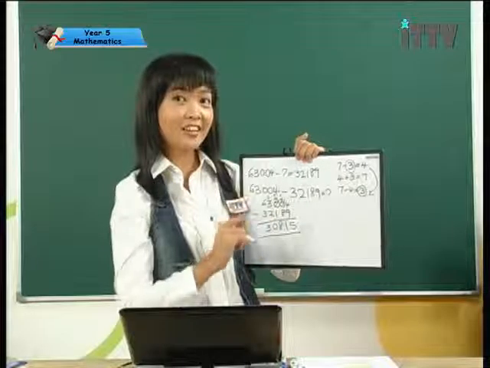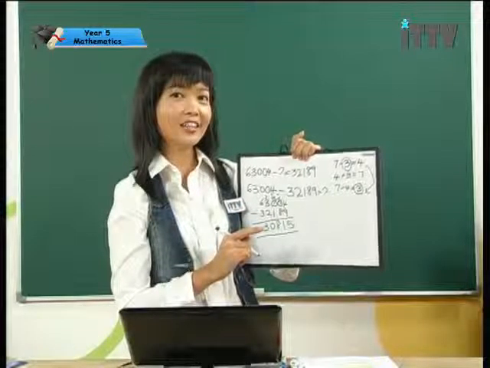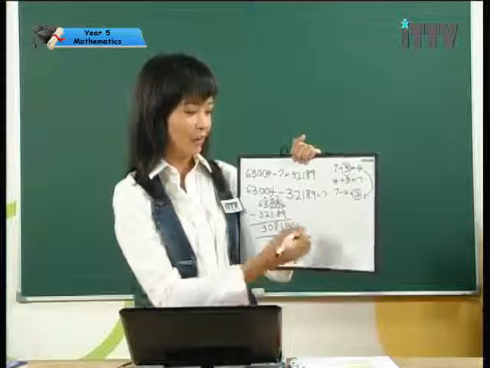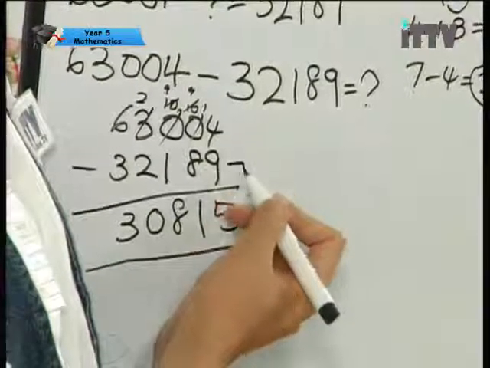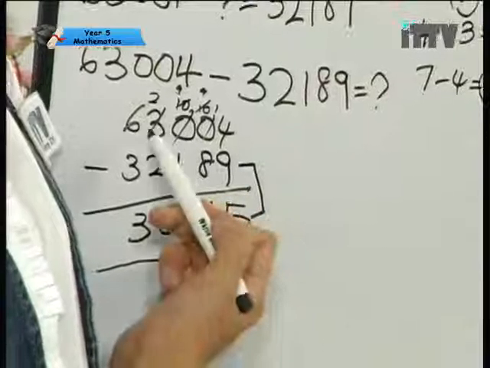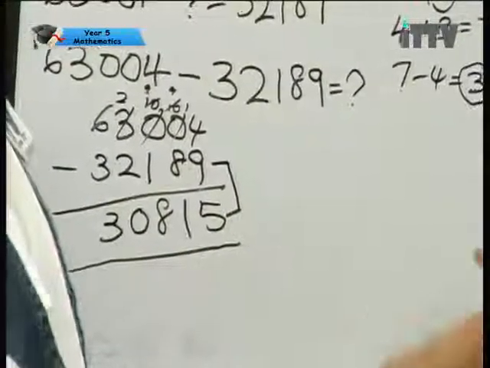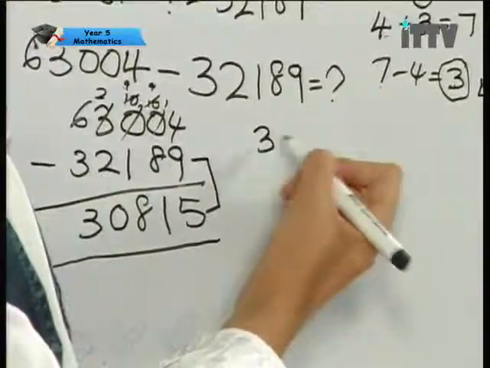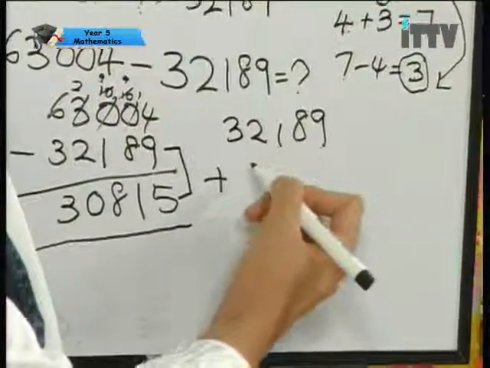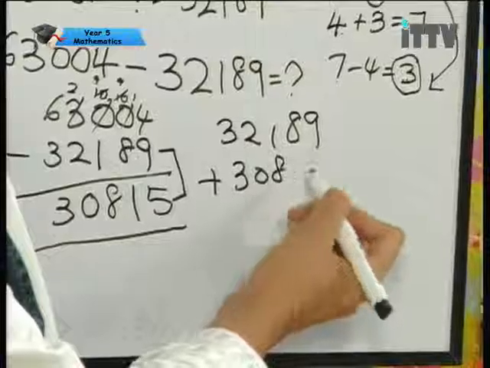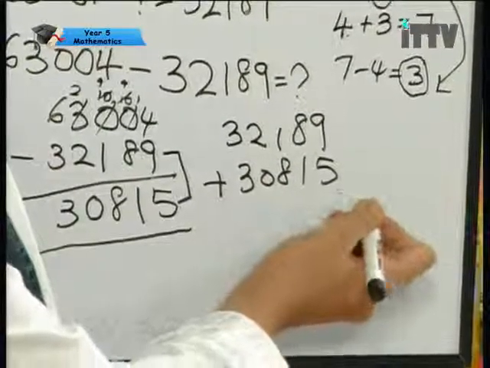But we have to check the answer. How do we check? Addition. So now when we add this number and this number together, we should have the larger number. Let's try. 3, 2, 1, 8, 9 plus 3, 0, 8, 1, 5.